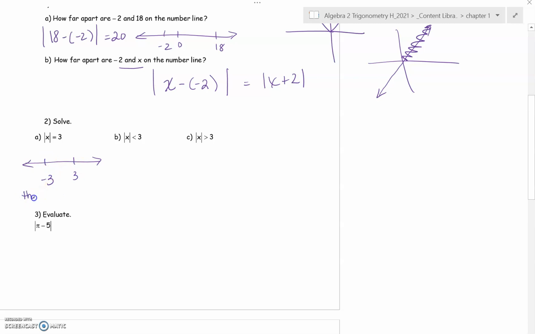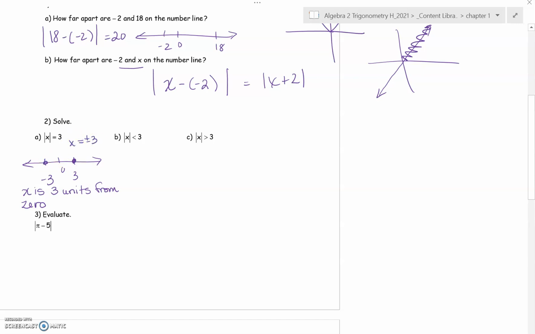And it's because of the distance between x and 0 on the number line. So x is 3 units from 0 on the number line. And that's how we have two answers, 3 and -3.